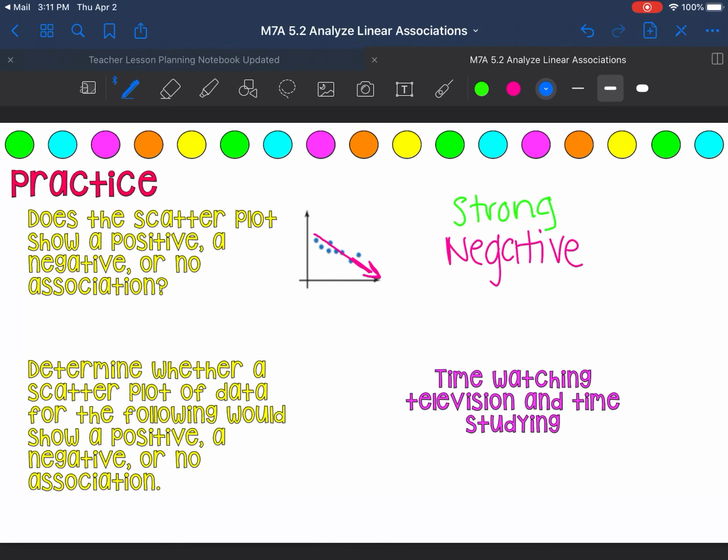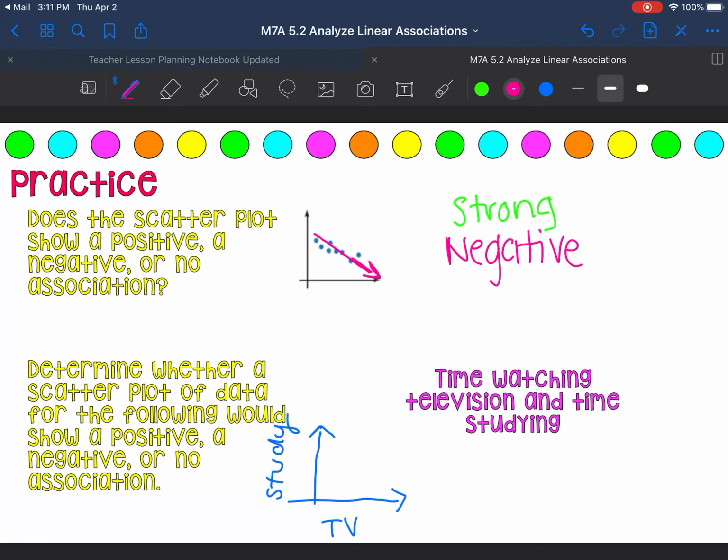Let's keep going. Determine whether a scatter plot of data for the following would show a positive, a negative, or no association. Time watching television and time studying. So we can see this a little more, let's graph it. Okay, so I got my graph here. We'll call this one down here TV, and we'll call this one study.